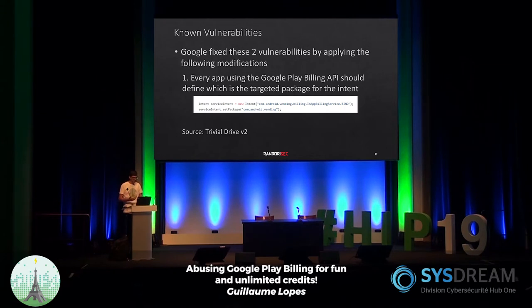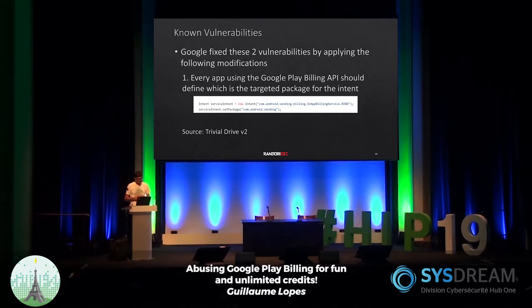So of course, Google modified this. For the first one, it's simple. They say, okay, for the intent, you need to specify that we need to send this message to the Google Play app. On the Android world, the package name of the Google Play app is com.android.vending. So now each Android application wanting to perform in-app payments needs to implement this specific line.